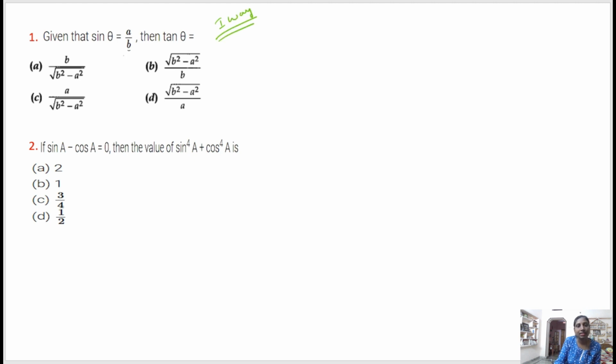Why is it easiest? Because sin theta is equal to a by b, it is given. Now we have to find tan theta. Now you know the relation: tan theta is equal to sin theta by cos theta, right? So in the numerator we have the value of sin theta. Now we need to find cos theta. Let us find it. So how will we find cos theta? Now you need the identity.